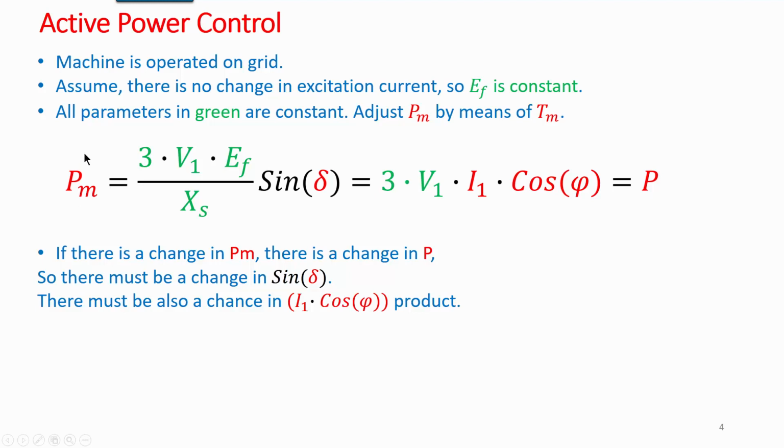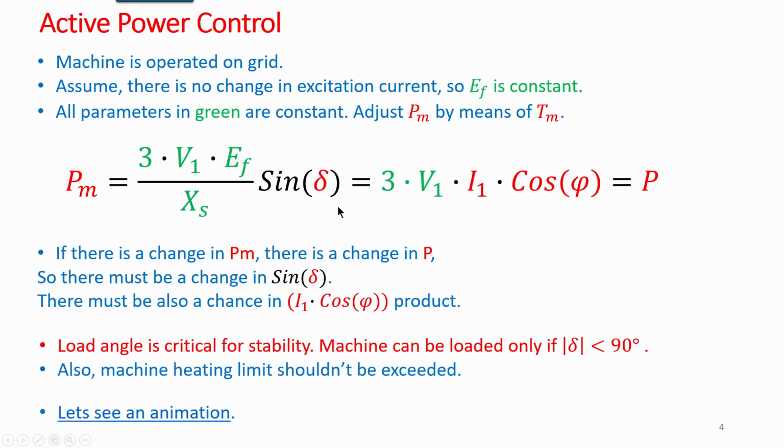When you change applied shaft power by means of torque, induced power will be changed and electric power on the terminal will be changed. Since green written terms are constant, this change must be compensated by some change in the equation. Here in this equation, sine term must be changed to compensate PM change. In the right hand side, I cosine term must be changed to compensate power change.